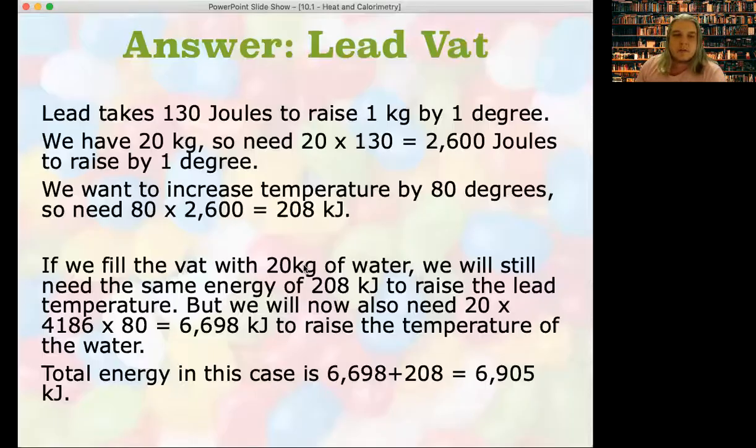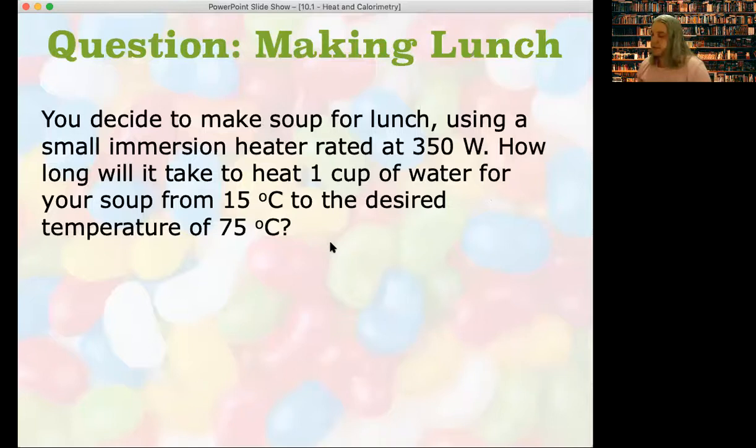Jumping back to the slideshow now, we've got another question. You're making a soup for lunch using a small immersion heater. An immersion heater, if you're not familiar with that word, immersion means you submerge it, you put it underwater. So you're putting it inside the soup and applying heat directly inside the soup. It's rated at 350 watts, and it's asking how long will it take to heat 1 cup of water for your soup from 15 degrees C, the temperature of the cold soup, up to 75 degrees C. How long will it take?